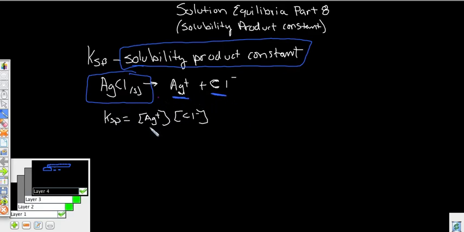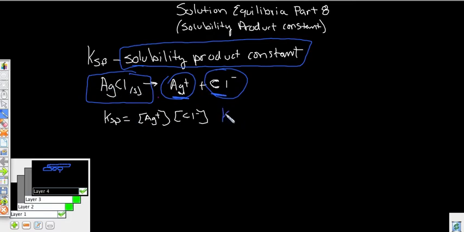Well, we use a KSP expression, and a KSP expression takes the concentrations of each of the products and multiplies them by each other. The KSP expression is written from the balanced equation of the dissolution of whatever the salt is, and the exponents in the KSP expression come from the coefficients in the balanced equation. So in this one, this is a 1-to-1. It breaks up into two things.